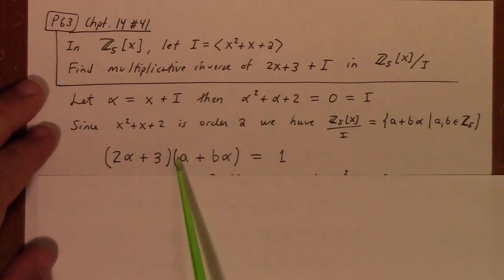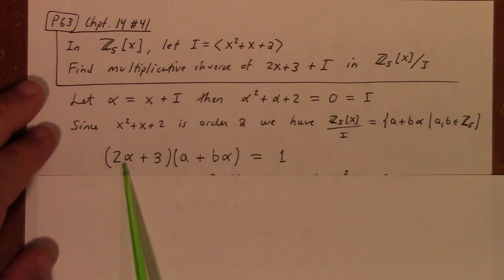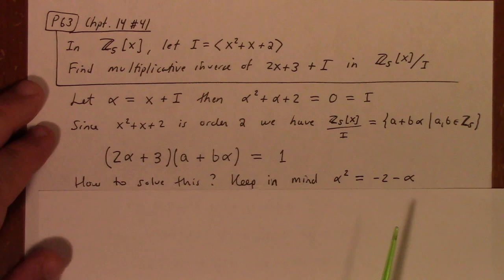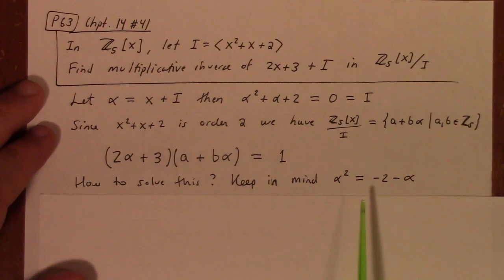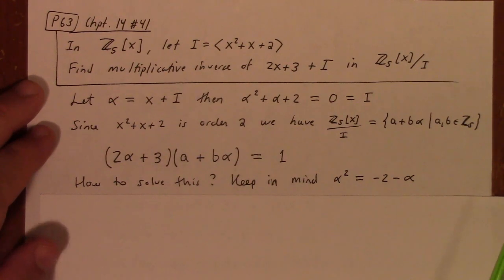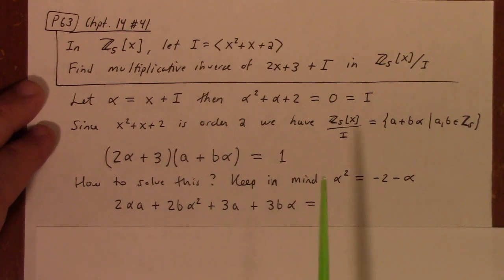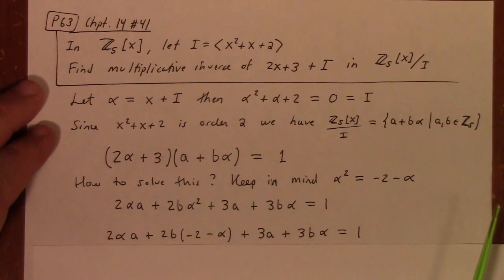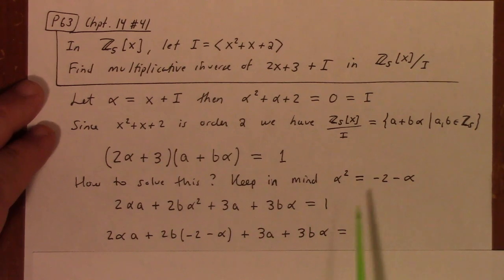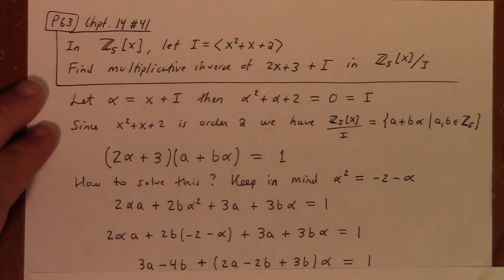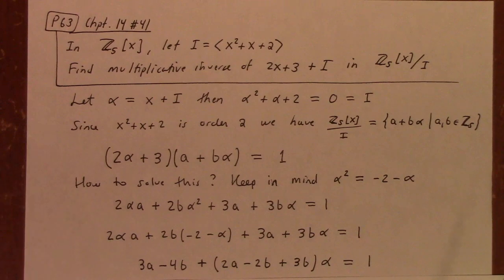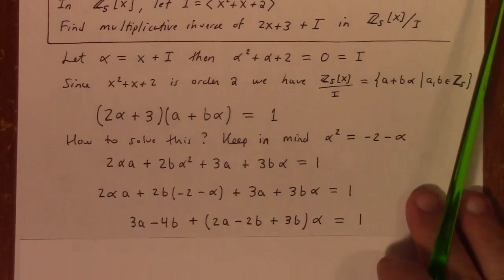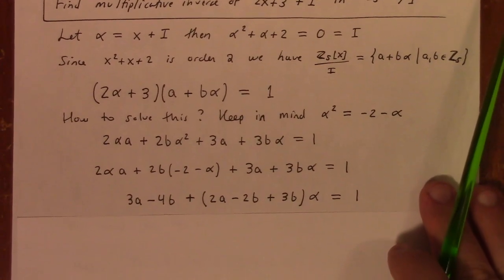So what we're trying to do is solve the equation 2 alpha plus 3 times something we don't know, which has the form a plus b alpha, equals 1. And so how to solve this? Well, we should keep in mind alpha squared is minus 2 minus alpha. And so what I did is I just multiply this out like so, and I apply the condition that alpha squared is minus 2 minus alpha. And the other theorem that we know is that 1 and alpha are linearly independent over Z5.